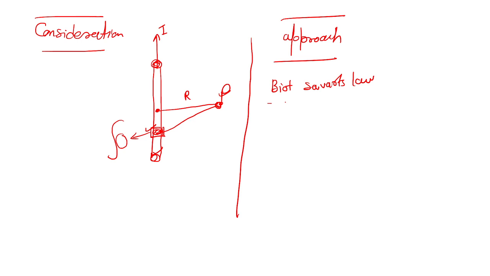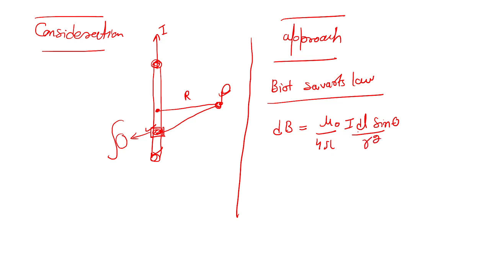Biot-Savart's law is the most important and first law which describes the expression for the magnetic field at a particular point outside the conductor. Conductor means the wire through which the current is flowing. He gave the expression dB is equal to mu naught over 4 pi, IDL sine theta over r square. What does this mean?